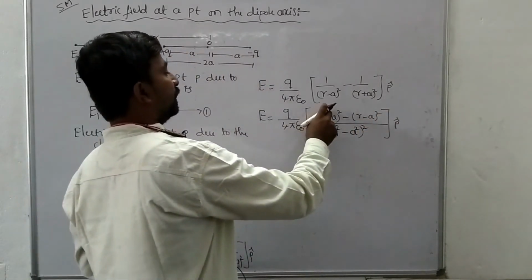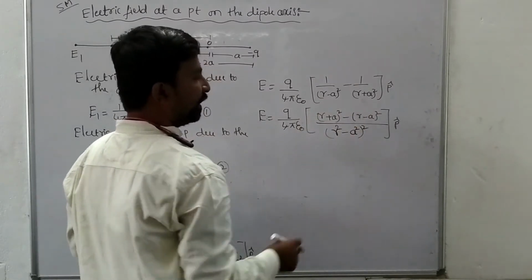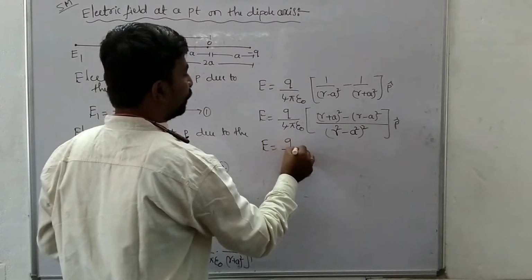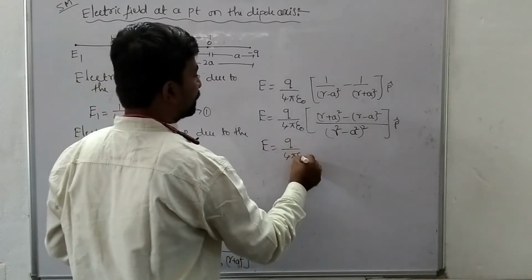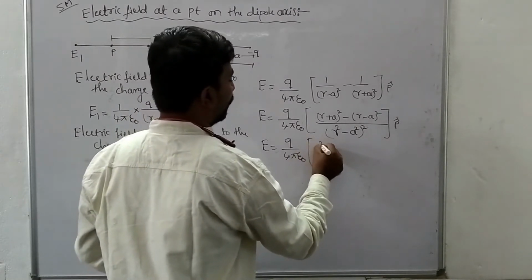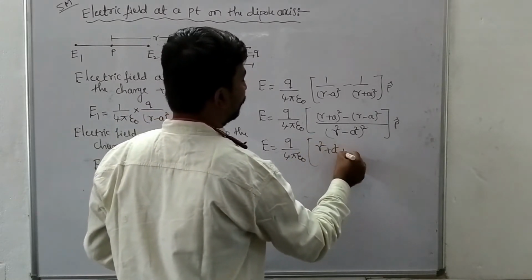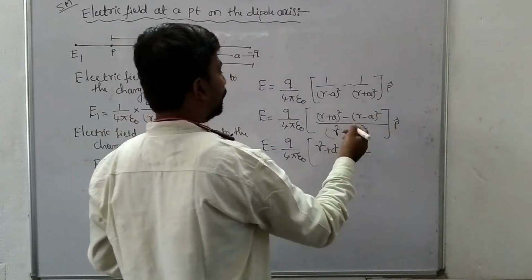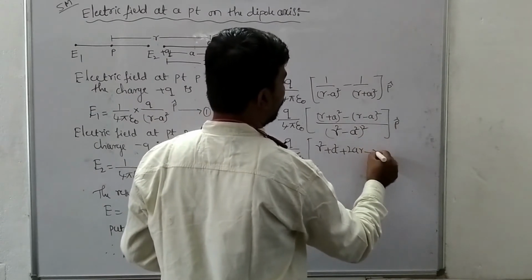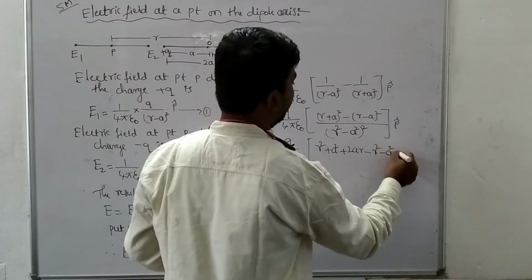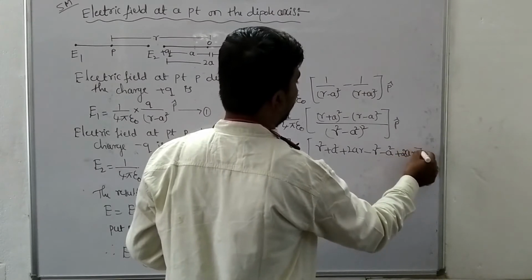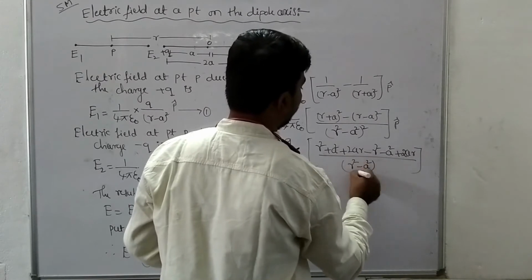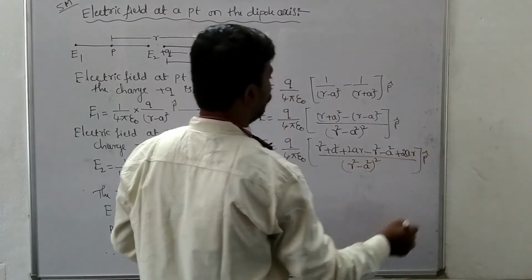Now this is in A plus B whole square form, and this is in A minus B whole square form. Expand them. Then E is equal to Q divided by 4 pi epsilon naught into bracket of R square plus A square plus 2AR, then minus, directly, R square minus A square plus 2AR, whole divided by R square minus A square whole square, into p cap.